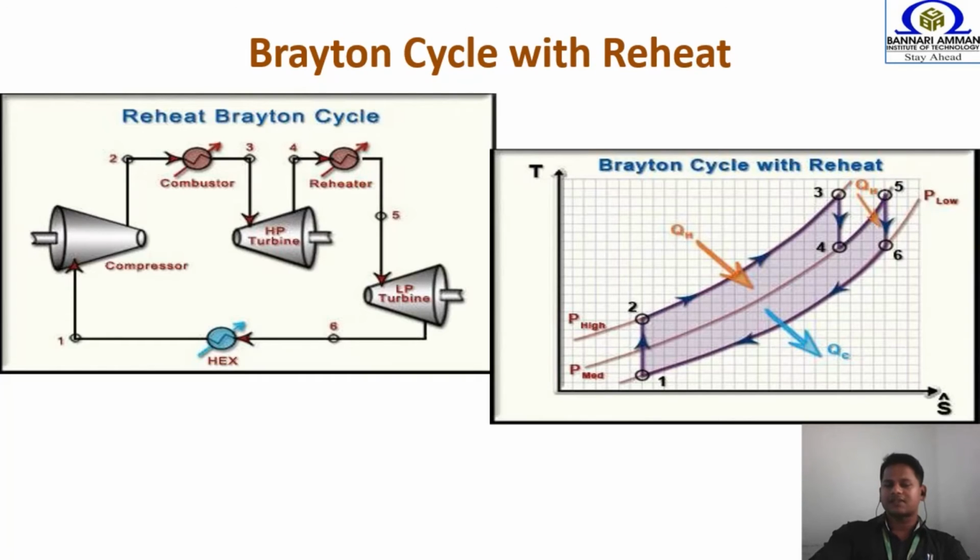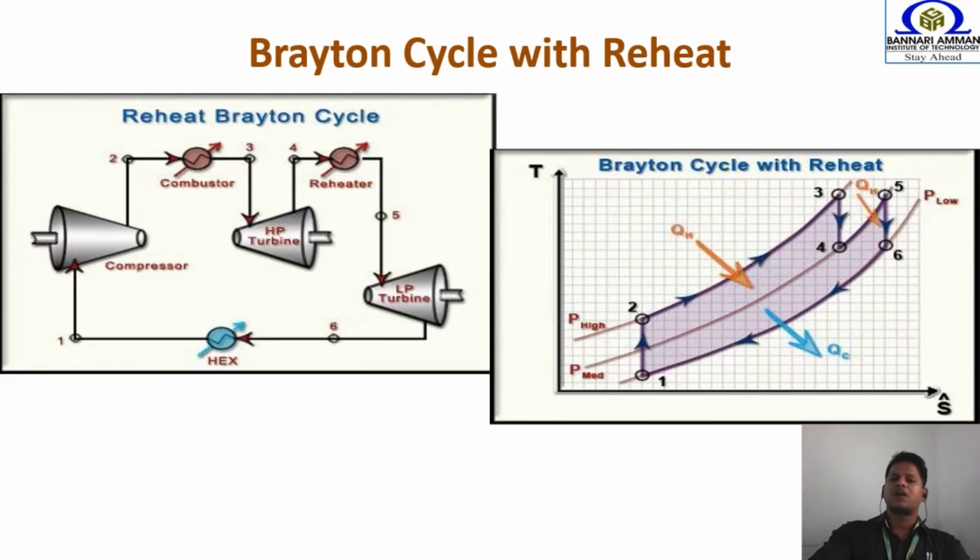The interesting fact is that the temperature of the gas before sending it into turbine 1, T3, and the temperature of the gas before sending it to turbine 2, T5, both temperatures are the same. So T3 equals T5. This is the only boundary condition for this Brayton cycle with reheater. It's very simple. Instead of a single turbine, we have two turbines. In between them, we have a reheater.